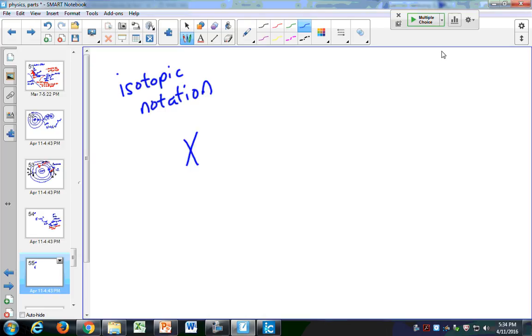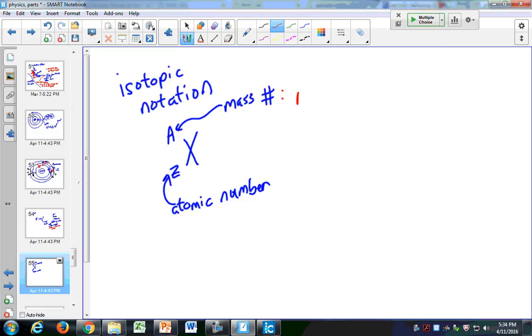So let's say that I have an atom. I put a number here and a number here, A and Z. This is our atomic number. It's going to be the smaller of the two numbers. And then this number up here is our mass number. It'll be the bigger of the two numbers. The mass number includes the protons and neutrons, all of the particles that are inside the nucleus. And the atomic number, on the other hand, just corresponds to the number of what? Protons, right?